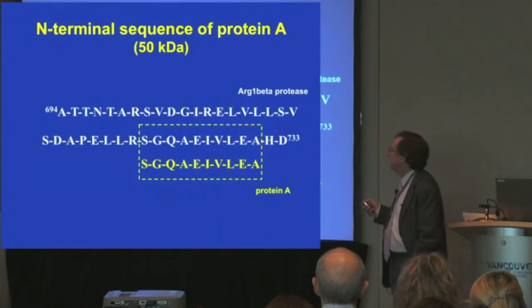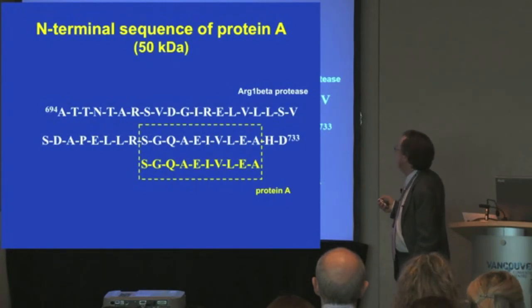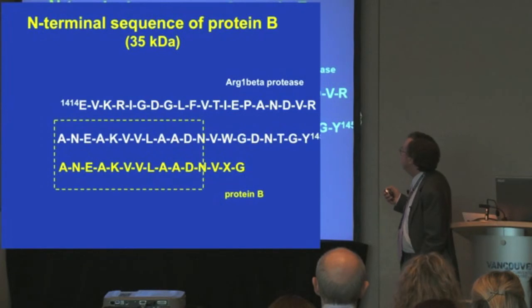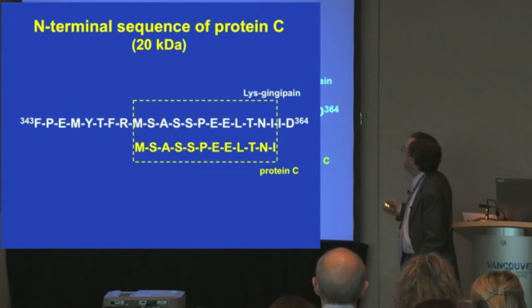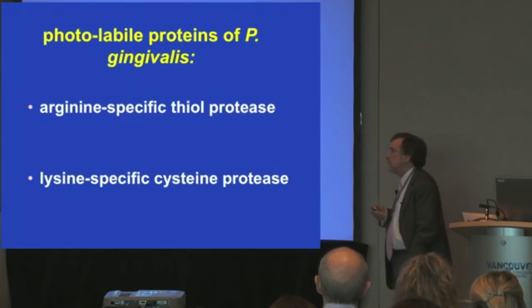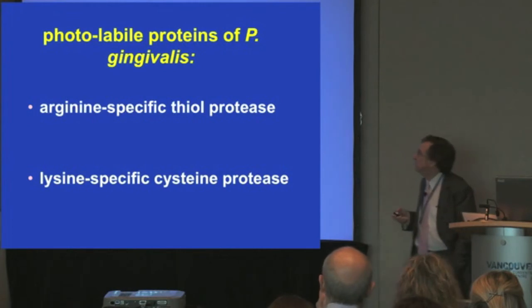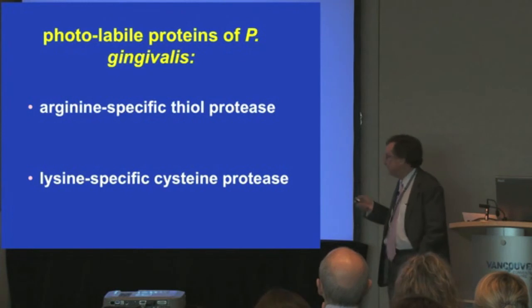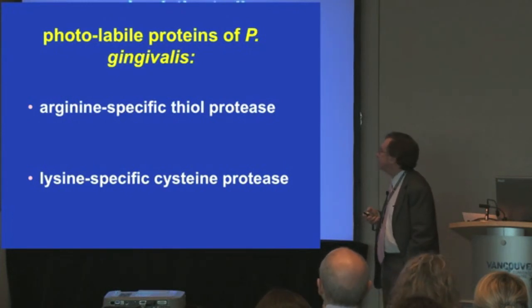And when we did an N-terminal sequence analysis of these proteins, we found that this particular protein was identical with the Arg-gingipain beta protease of P. gingivalis. And this is another section of the Arg-gingipain protease. And protein C was identical to the Lys-gingipain. So we've identified the particularly photolabile proteins in P. gingivalis: the arginine-specific thiol protease and the lysine-specific cysteine protease.